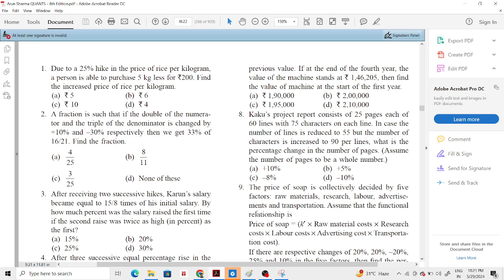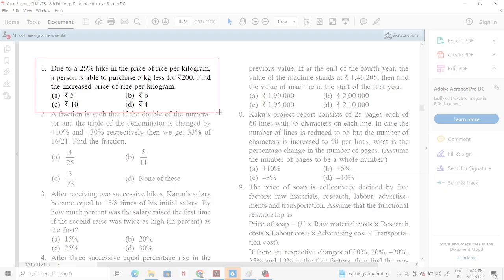Okay. You can try it out with X. So a person is able to purchase 5 kg less. I'm trying with X. Okay, you try it with X. Let me try it with 100. With X, you will definitely reach a point. Let me try it with 100.